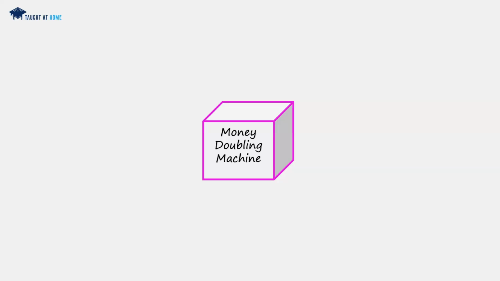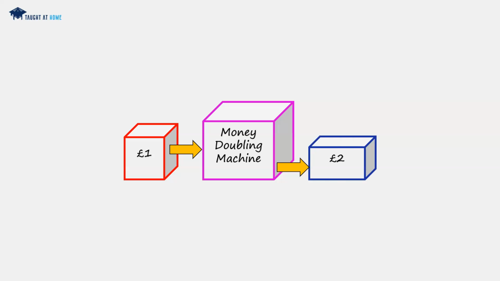Imagine we had a money doubling machine. As the input, we would put £1. Then it would take that money, and the instructions would be to double this pound, and we would get an output of £2. This is effectively what a function is doing.